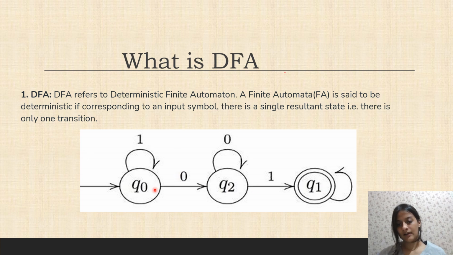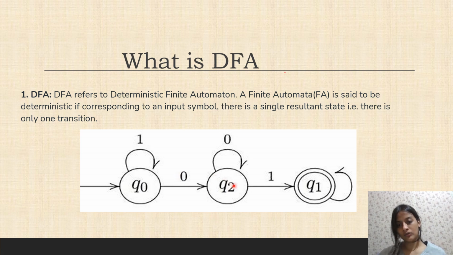A DFA has transitions from one state to another state. In the given diagram we can see that there are three states: Q0, Q2 and Q1. The starting state is Q0 because the arrow starts there. On input 0 it goes to Q2. On input 1 it goes to itself, that's a self loop, so we create a self arrow towards it. Then the transition happens from Q0 on 0 to Q2.